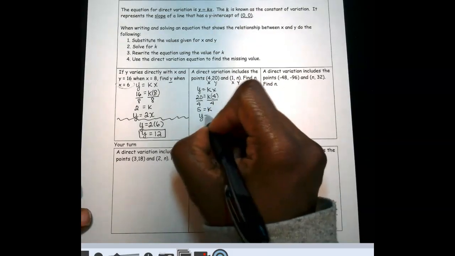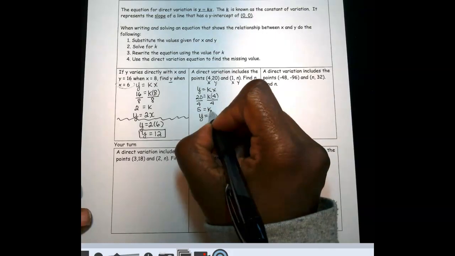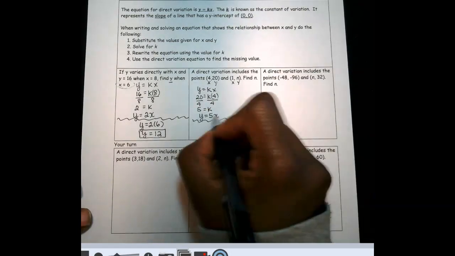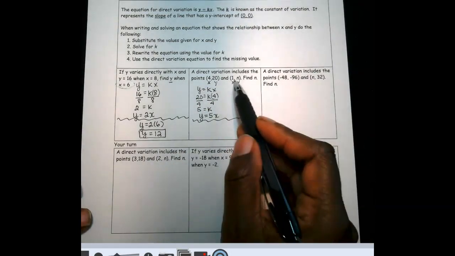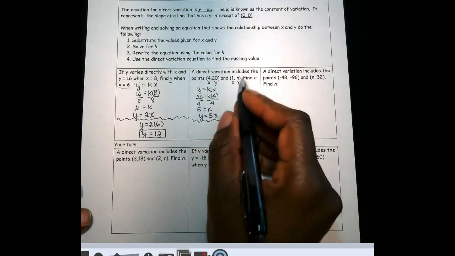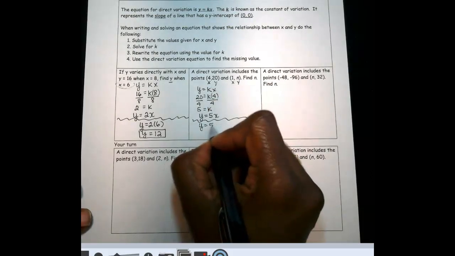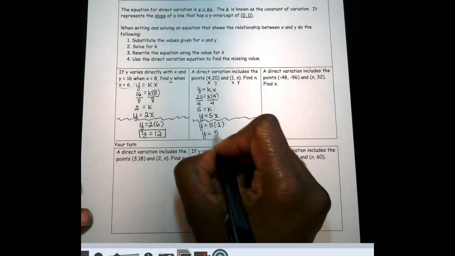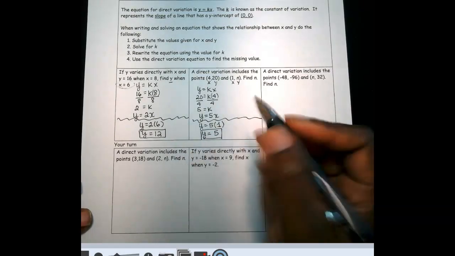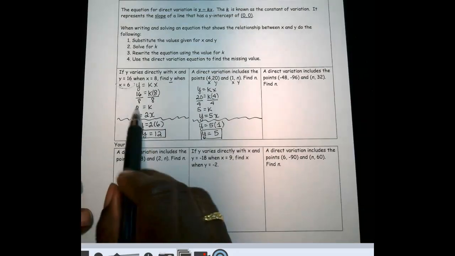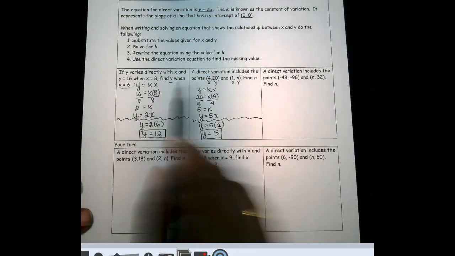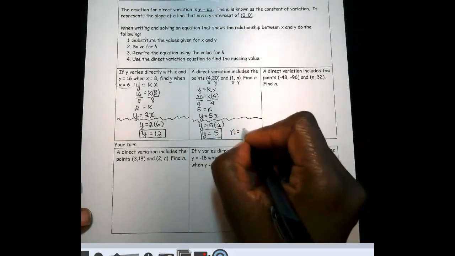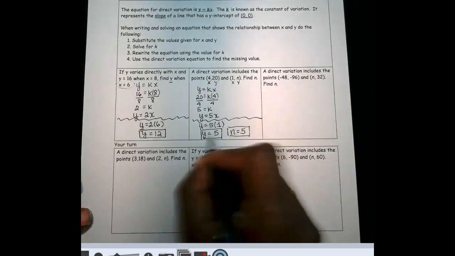So rewrite with k being 5. So this is our new direct variation equation. Now, we know x is 1, we need to find y. So we're just going to substitute the number 1 for x. Therefore, y is 5. Or in this case, let me put it how they're putting it. They ask us to find y here, but here they ask us to find n. And n is being replaced with y. So these are interchangeable for this question.